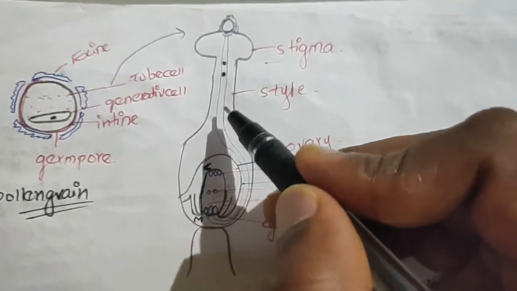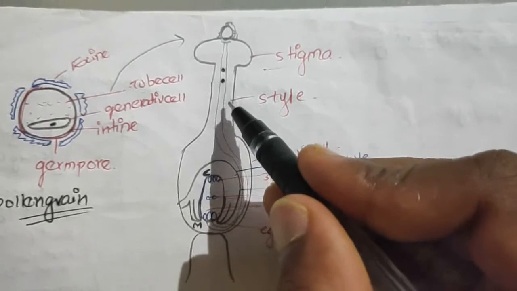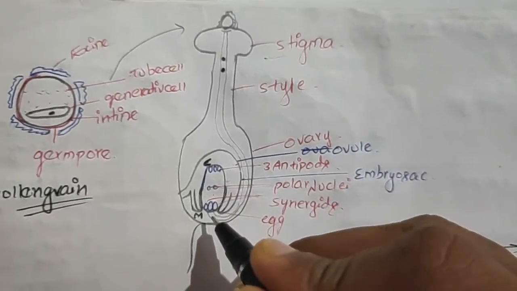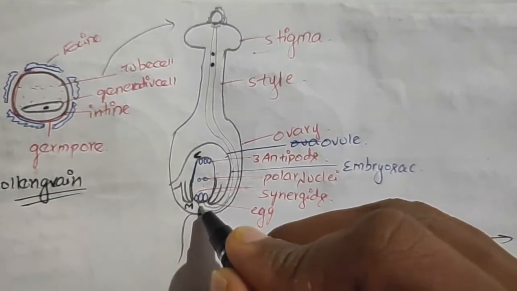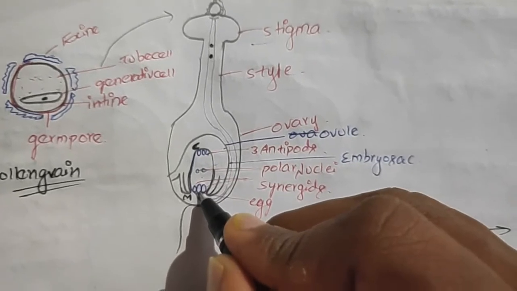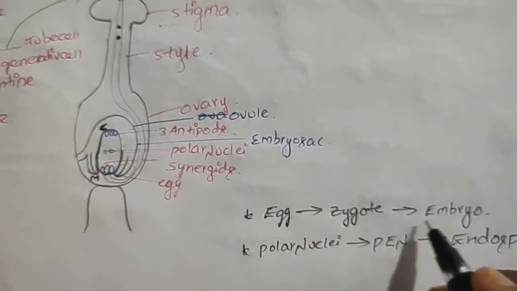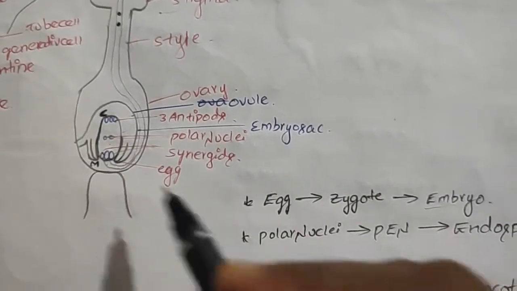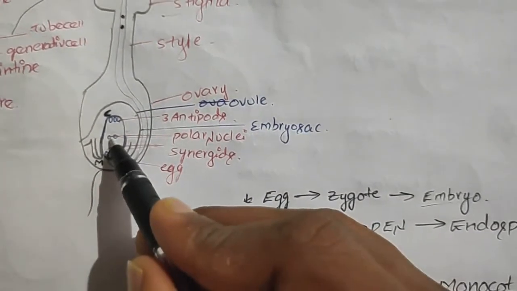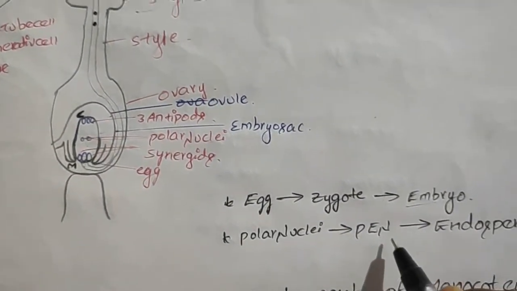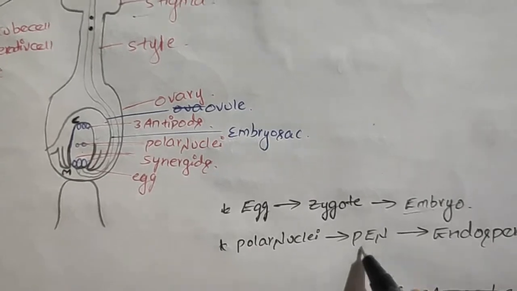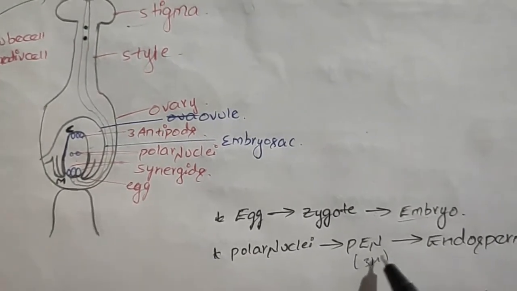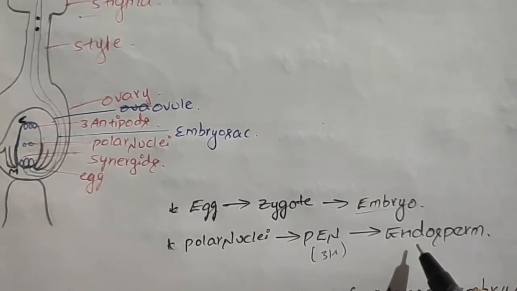These male gametes, along with the tube cell, come and reach the egg. One male gamete fertilizes the egg and forms the zygote, and this zygote develops into the embryo. The second male nucleus fuses with the two polar nuclei and forms the primary endosperm nucleus, which is triploid. This primary endosperm nucleus gives rise to the endosperm.